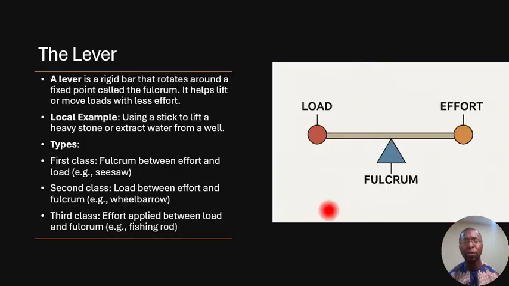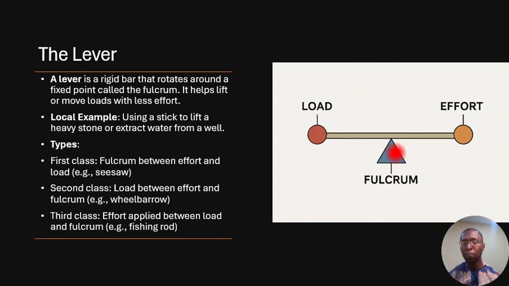Now let's talk about one of the classes of simple machine, the lever. The lever is simply a rigid bar that rotates around a fixed point called the fulcrum. You see it here. It's a rigid bar and it rotates around a point called the fulcrum. An example of this is the seesaw that children use in primary school, the one that goes up and down. That's an example of a lever.